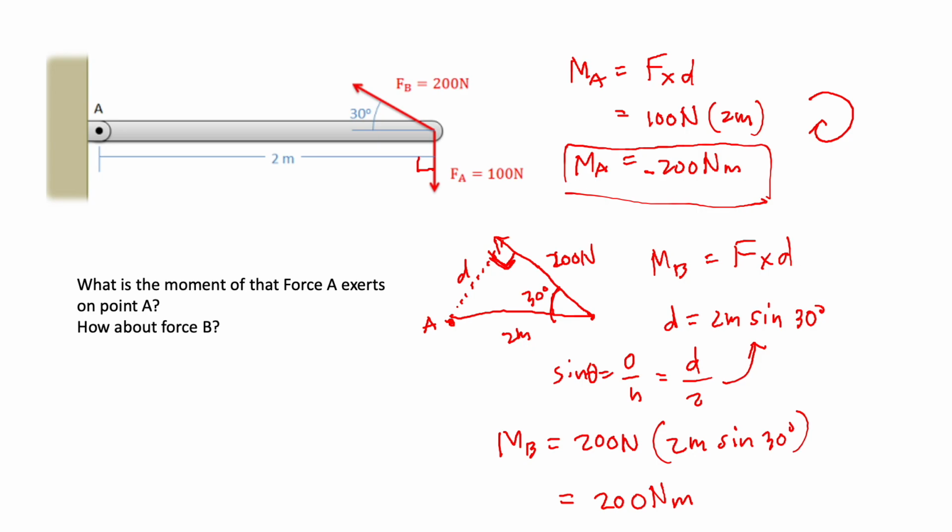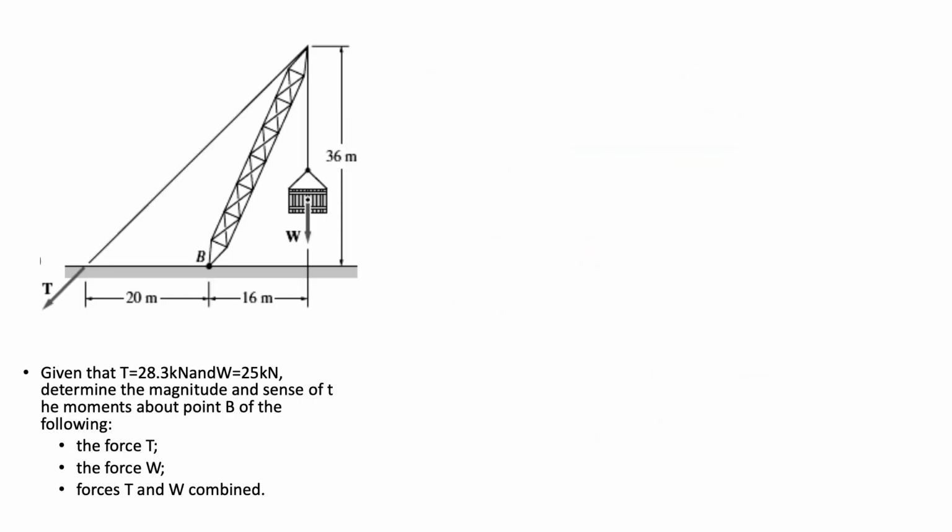Note that if we apply a force that is directed in this direction, it will create a counterclockwise rotation. So therefore it's positive. So MB here is positive 200 Newton meter. Note that since MA is negative and MB is positive, these two moments will cancel, and this rod here will remain at rest.